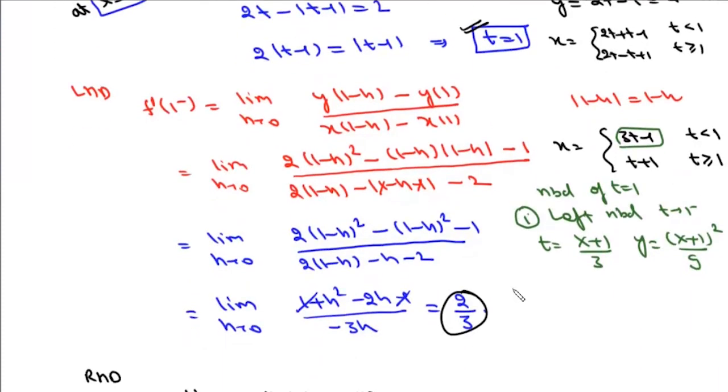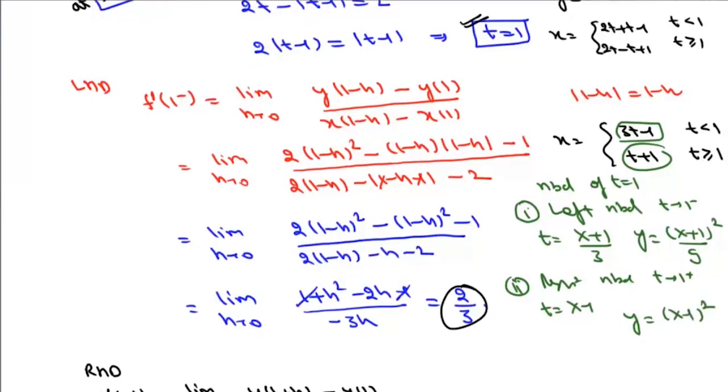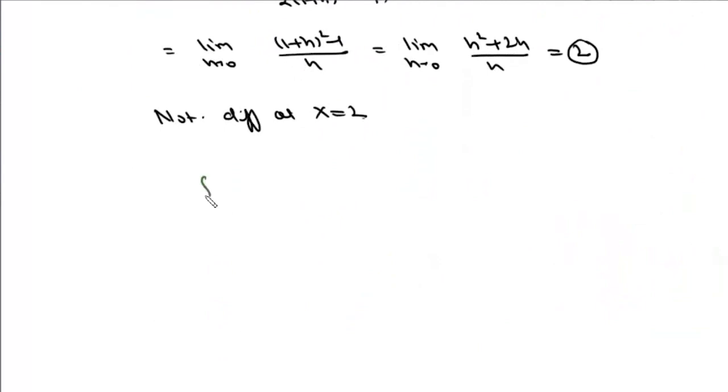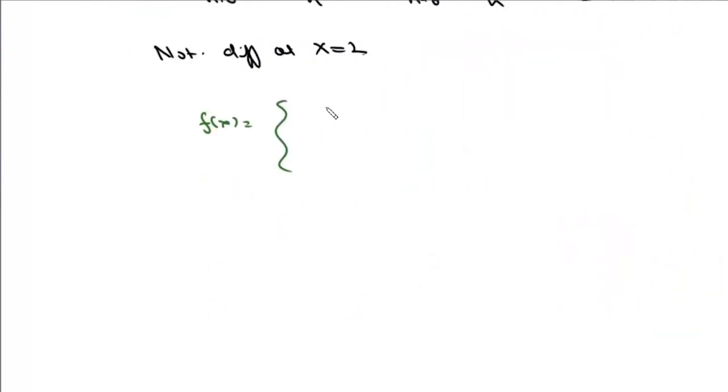And for right neighborhood, that is t tends to 1 positive, the definition is t plus 1, so we can write t as x minus 1. So here y will be (x minus 1) whole square. So basically we can write this function f(x) as (x plus 1) whole square by 9 in the left neighborhood of 2, and it is (x minus 1) whole square in the right neighborhood of 2.